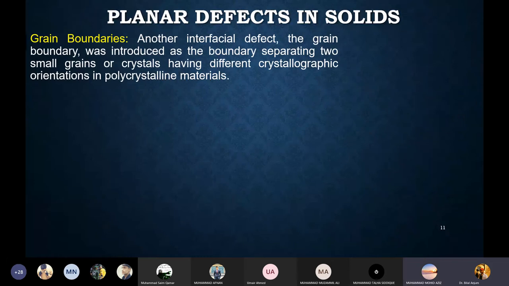Sir, now planar defects in solids. Yes, sir. Again, all right. So we have looked into one kind of planar defects, that is the external surfaces. The other kind of planar defects is essentially grain boundaries. As you already know, it is the boundary separating two small grains or crystals having different crystallographic orientations, again in a polycrystalline material. You cannot have it in a single crystal because a single crystal would essentially have one grain present.